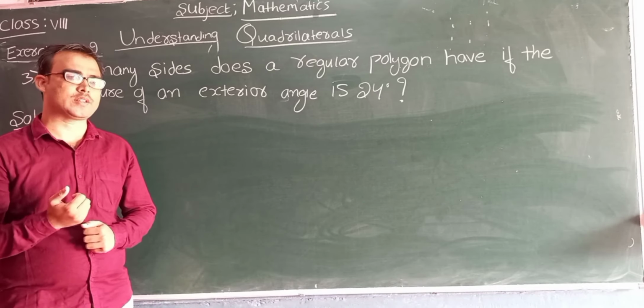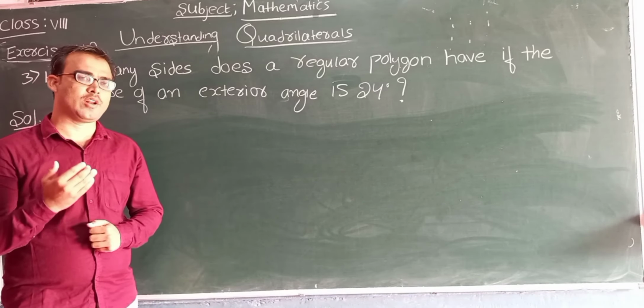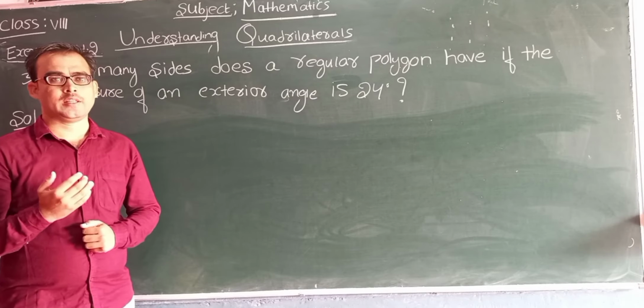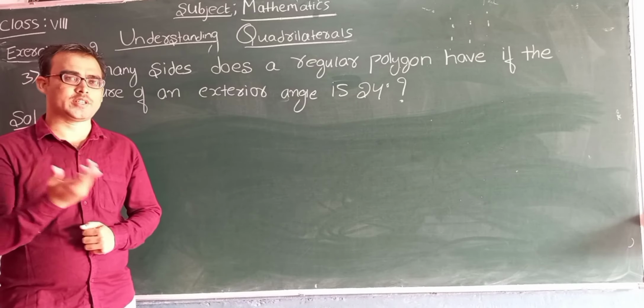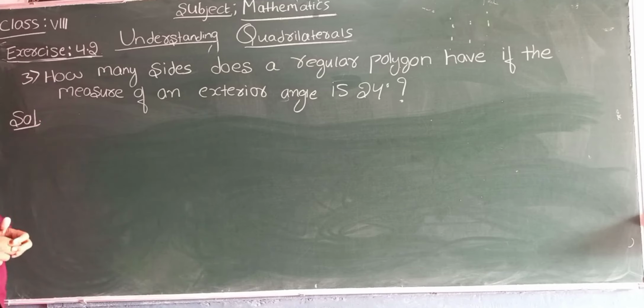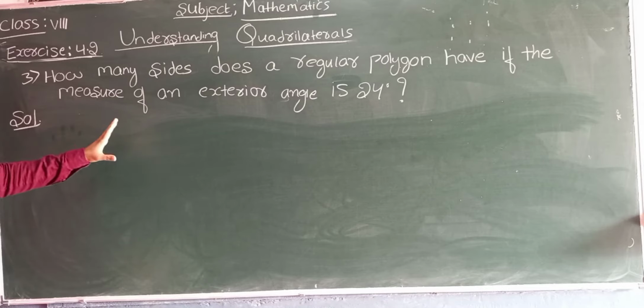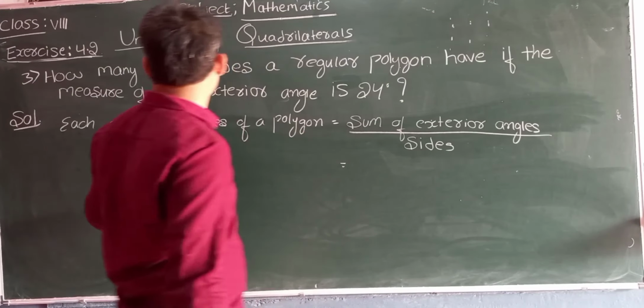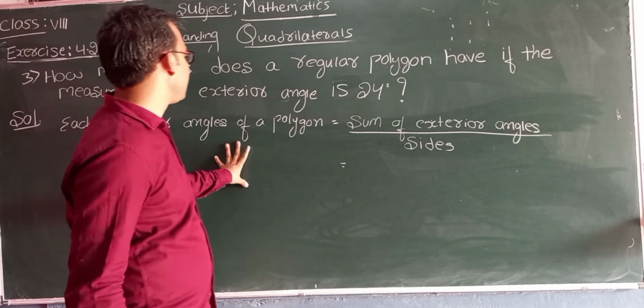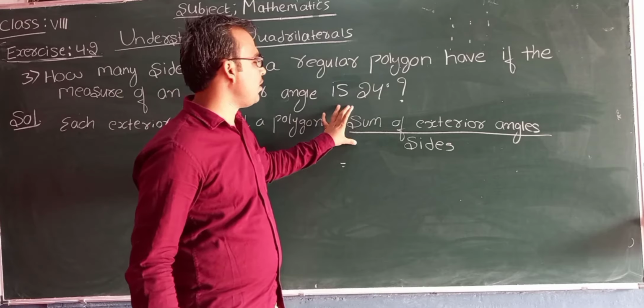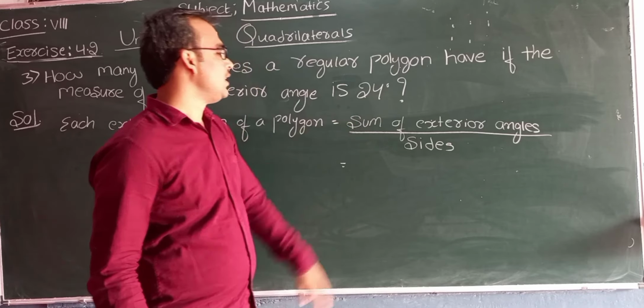Okay, and what they have asked: if the exterior angle of a polygon is 24 degrees, then how many sides will the polygon have? Okay, so how to find this? We know the formula: each exterior angle of a polygon equals the sum of exterior angles divided by the number of sides. Okay students, what's the formula? Each exterior angle of a polygon equals the sum of exterior angles divided by sides.